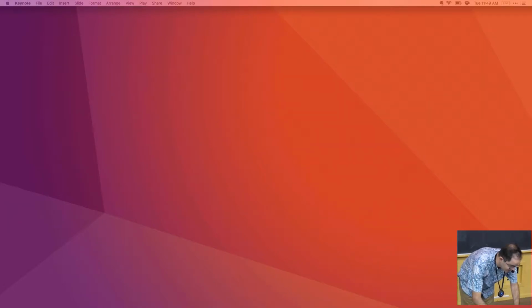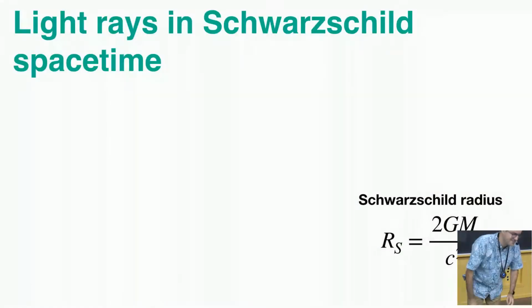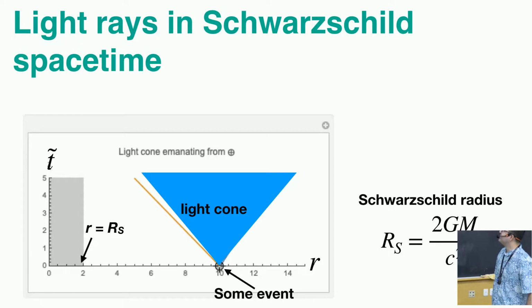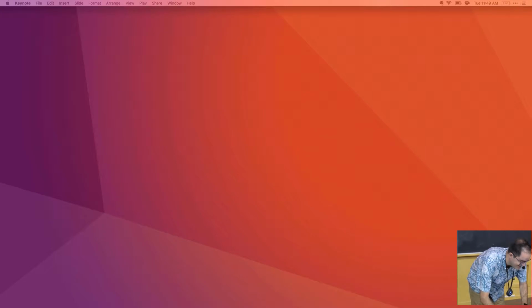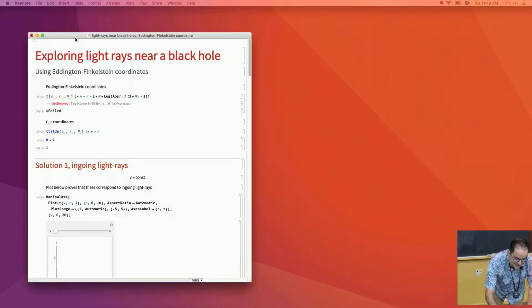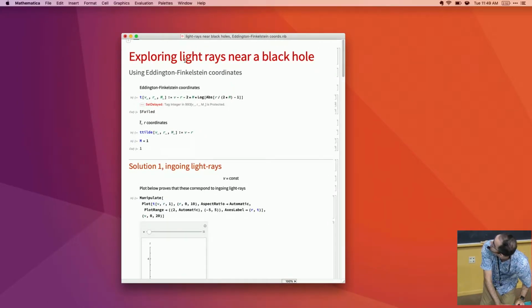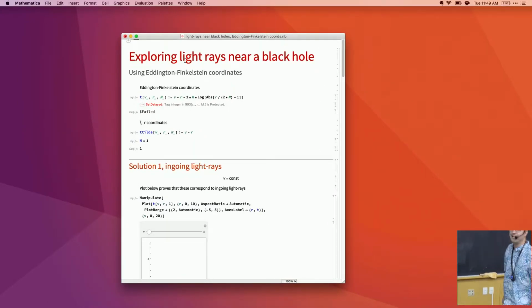And for this purpose, since I spent time writing this little app here in Mathematica that explores light cones, the behavior of light cones in the Schwarzschild spacetime, I might as well show you what happens with light cones. So here is, if anybody wants this little Mathematica notebook.